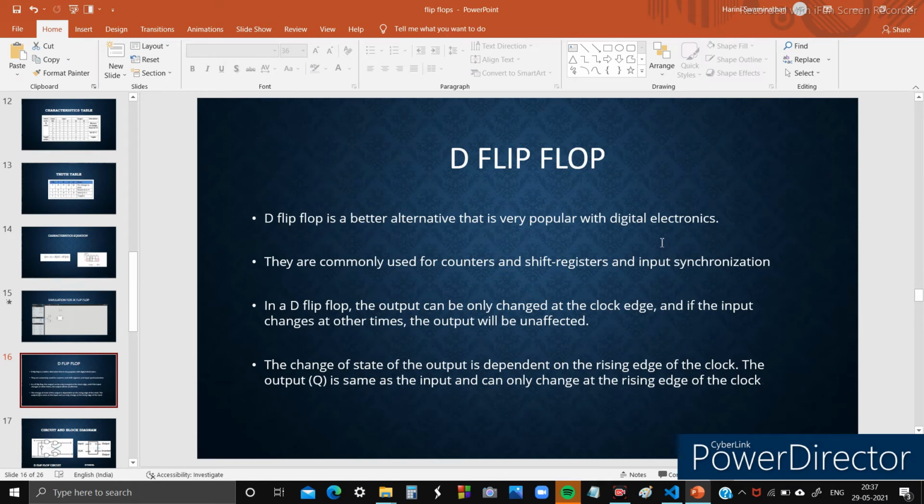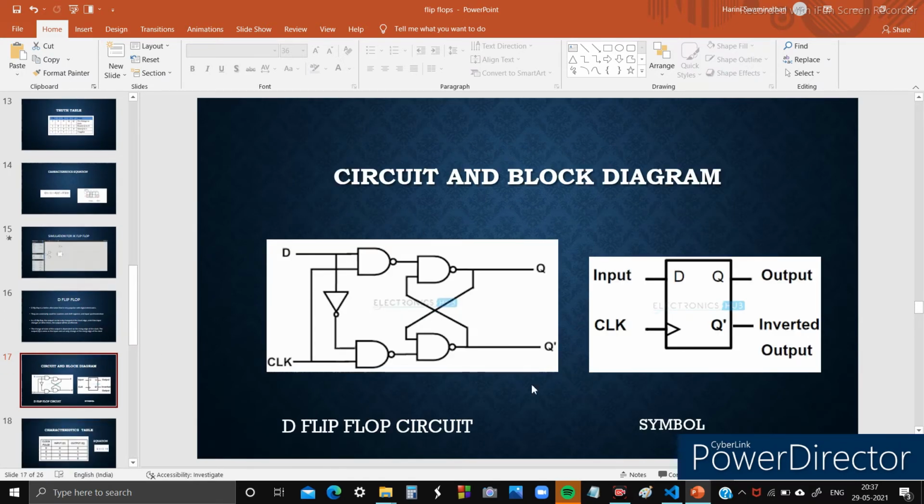D flip-flop. D flip-flop is a better alternative that is very popular in digital electronics. They are commonly used for counters, shift registers and input synchronization. In a D flip-flop, the output can only be changed at the clock edge, and if the input changes at other times, the output will be unaffected. The change of the state of output is dependent on the rising edge of the clock. The output Q is the same as the input and can only change at the rising edge of the clock.